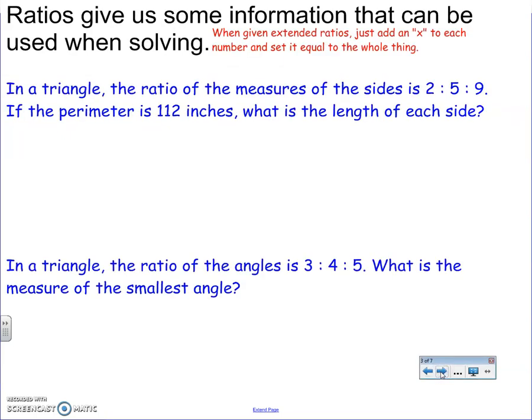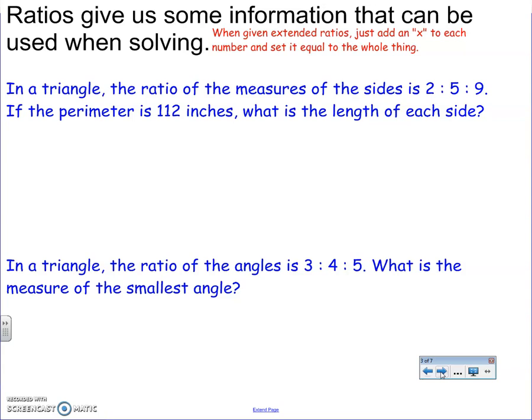Now, ratios give us some information that can be used when solving. And I'm going to tell you now, when using extended ratio, this means multiple ratios, just add an x to each number and set it equal to the whole thing. So the first problem says, in a triangle, the ratio of the measures of the sides is 2 to 5 to 9. The perimeter is 112 inches. What's the length of each side?